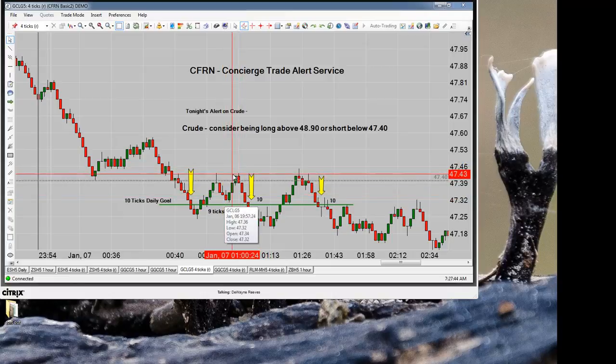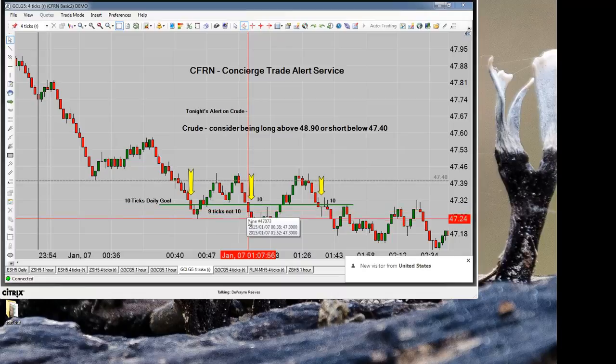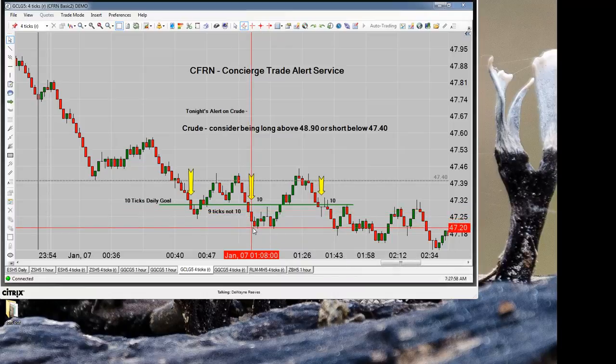Turns right around, the trade resets again, runs for another 10 ticks. That's another daily goal. We got a daily goal, a daily goal, a daily goal. Now look at this one. It runs and it runs. And the way we trail the stop on the alerts is we wait for the first green candle to close. So this closed at 47.24. You could have ended up with 16 ticks on this move instead of 10. There was the potential for that.